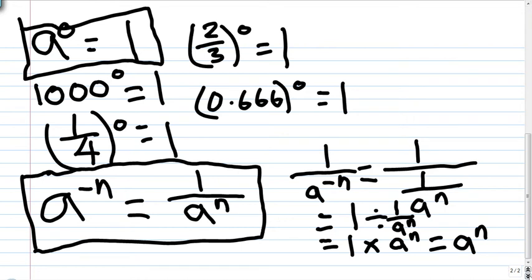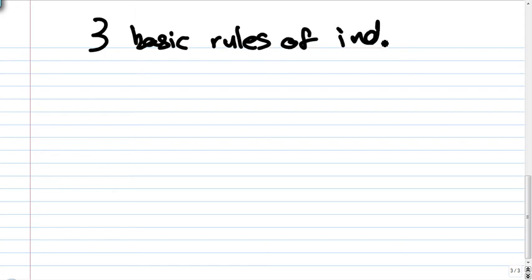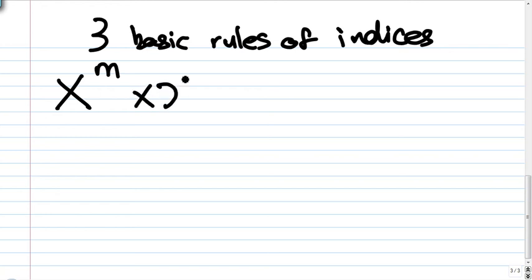Let's go to the next page. I'll probably introduce the three basic rules of indices that we have. So let me just write it: the three basic rules of indices that you should know.